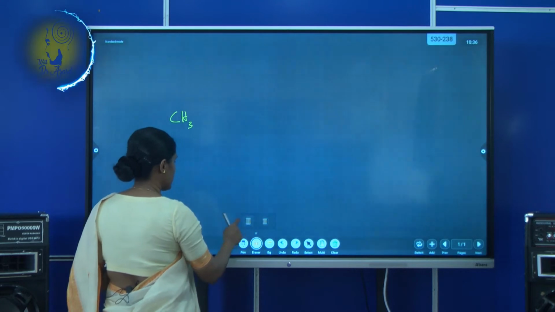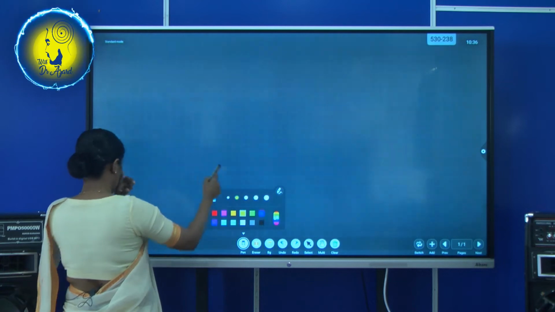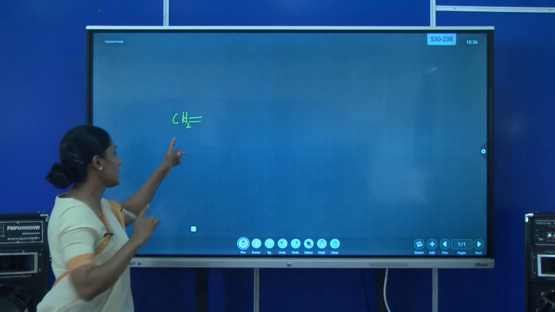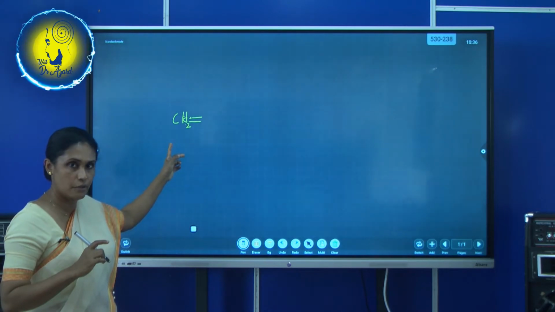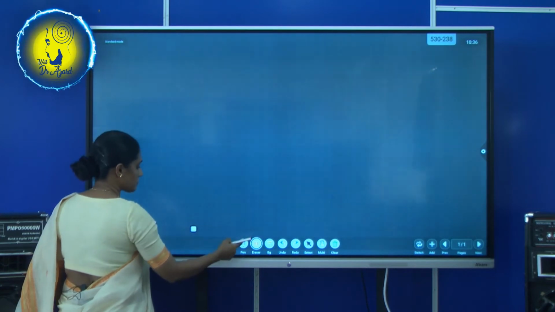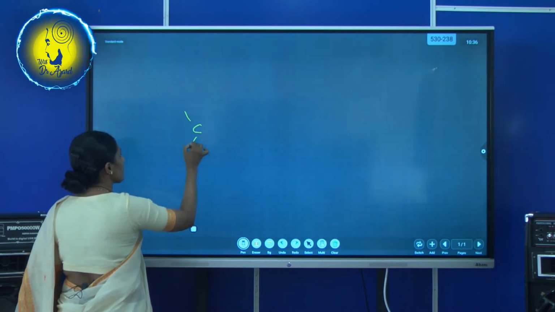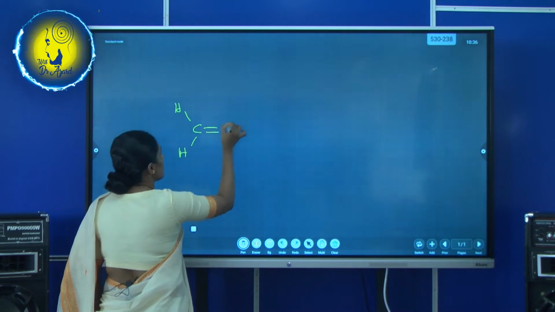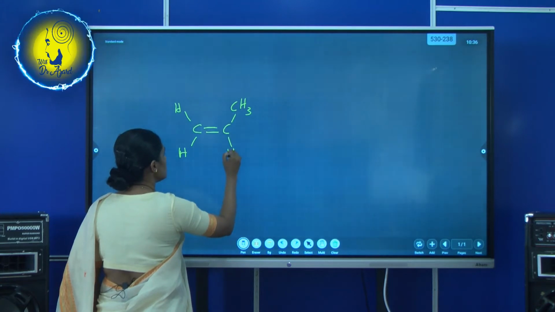Let me start with this. CH2, is it clear if I draw like that? Shall I draw the displayed formula instead of the structural formula? I hope it is easy for you to understand. Okay, look at the board. Let me draw the displayed formula. One, two, three, four, bonded.